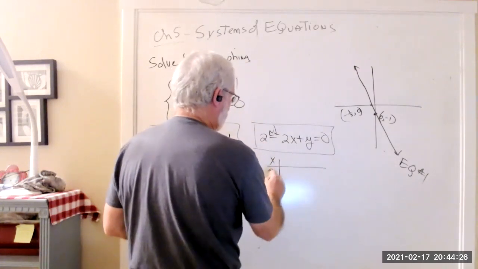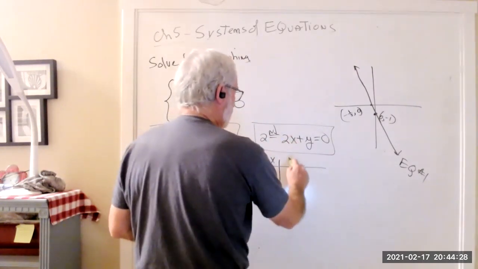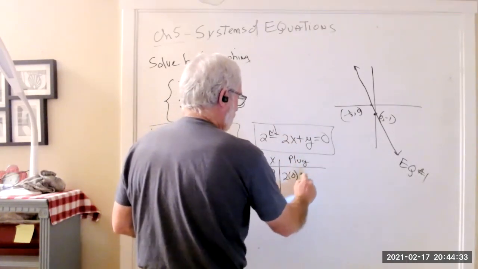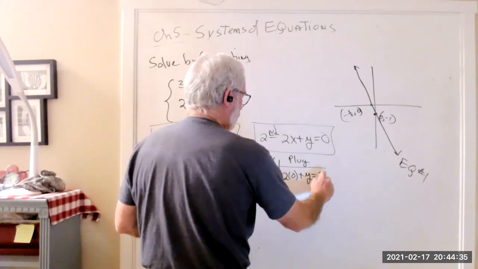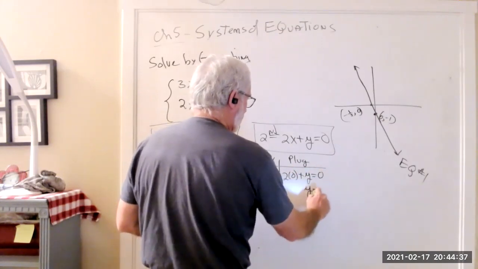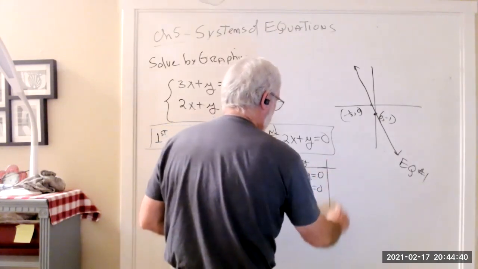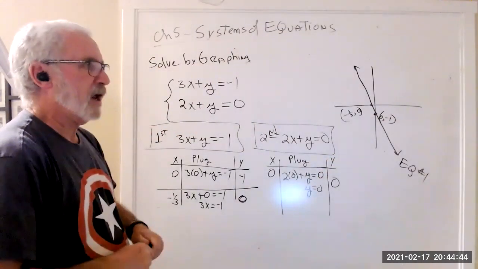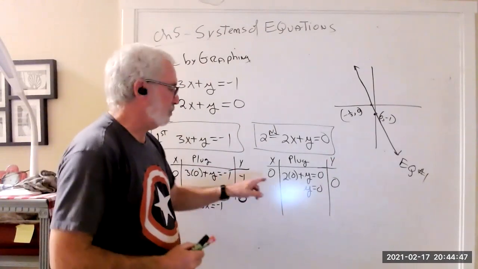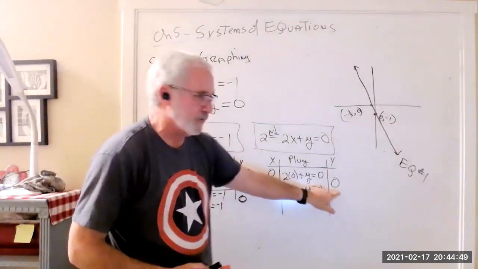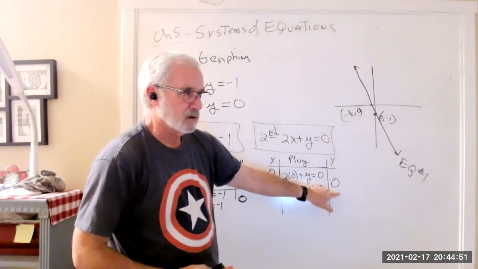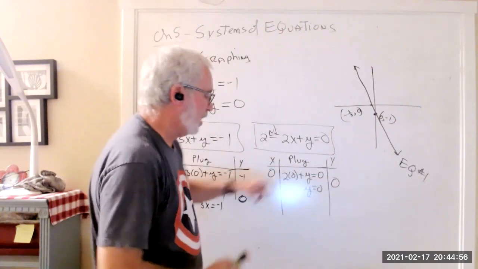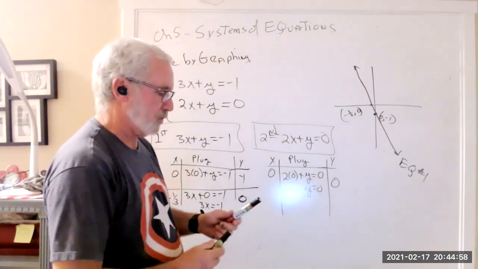X, if x is 0, then we plug it in. 2 times 0 plus y equals 0. That means y equals 0. Okay, now wait a minute. Hang on. It takes 2 separate points to be able to graph a line. If we plug in y equals 0, we still get this. This is 1 point. You need a whole other point.